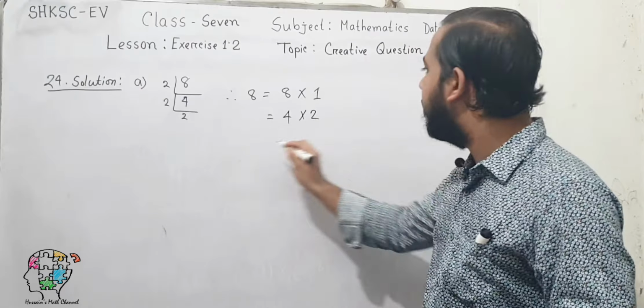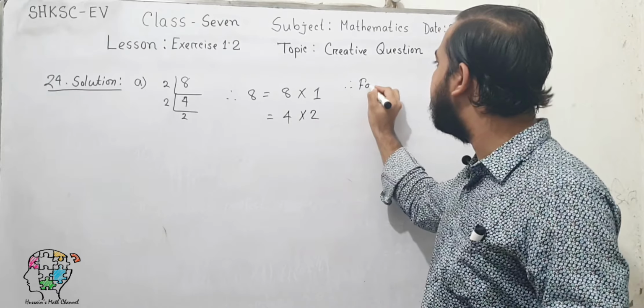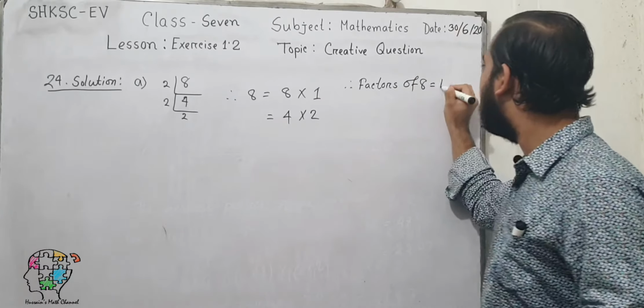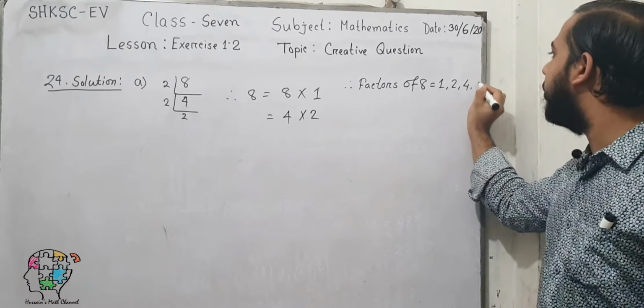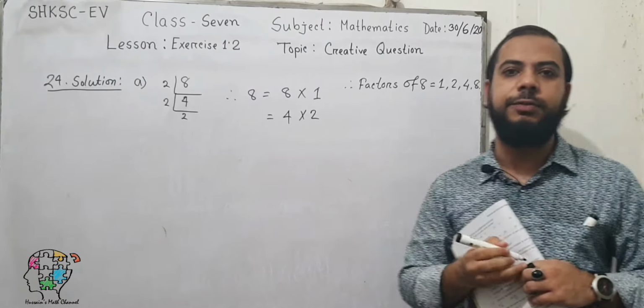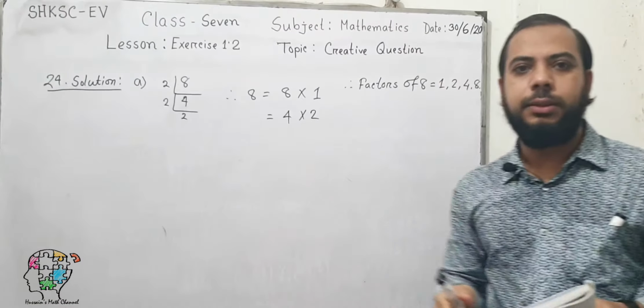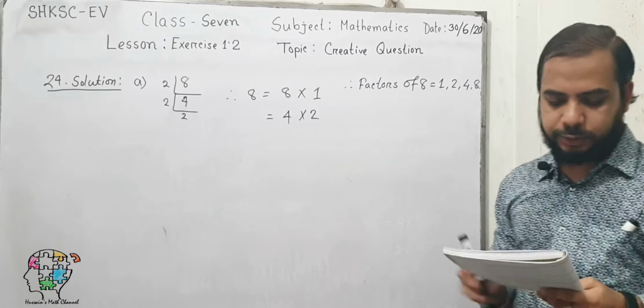Therefore the factors of 8 are 1, 2, 4, 8. These are the factors of 8. In many ways you can write and find the factors of 8.